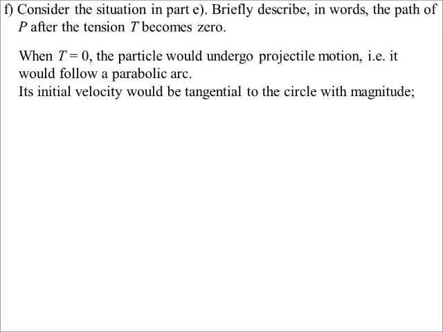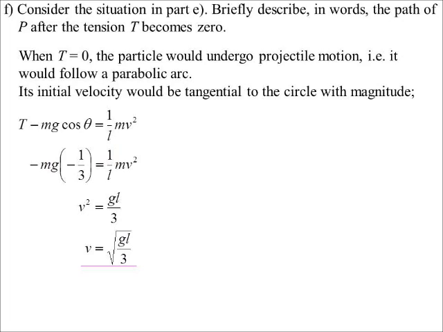Okay? So, let's have a look. Tension is now going to be 0, so let's sub it in. Cos theta we know is minus 1/3. Anyway, I might have gone overboard with describing this one, but I've gone and found the velocity that it goes off at. It goes off with a velocity of the square root of gL on 3. And here's a picture of it.